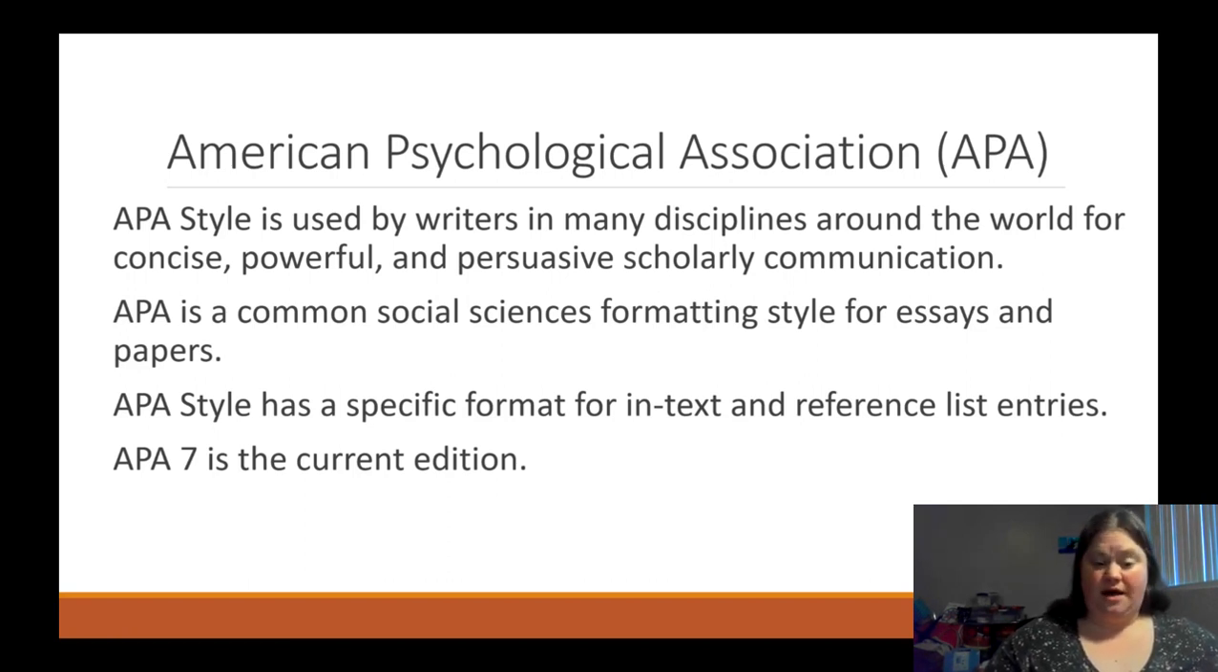So it is common for social sciences, for essays and papers. It gives very specific formatting instructions for in-text and reference list entries. And right now we are on the APA 7 edition. So what does it look like?